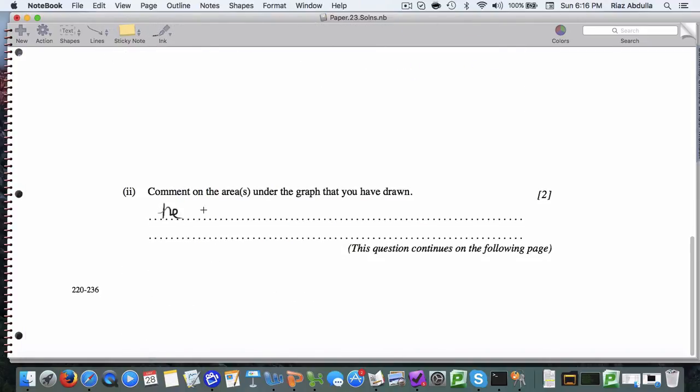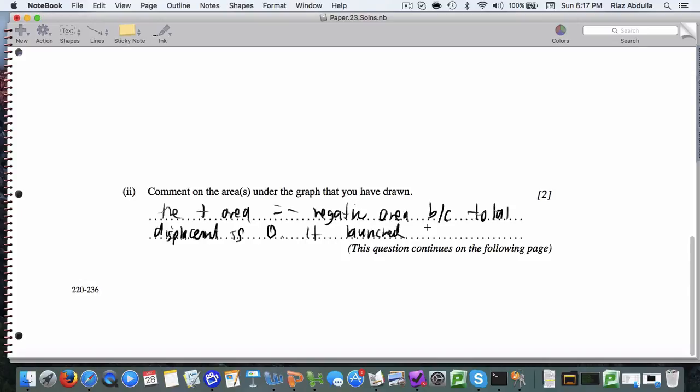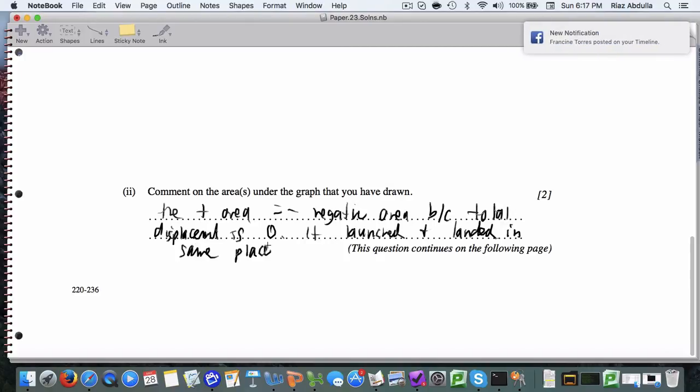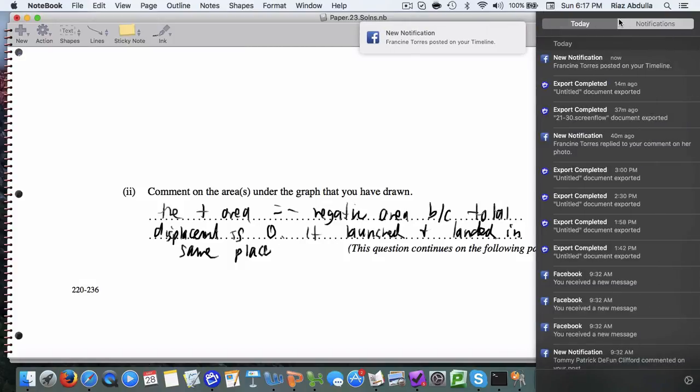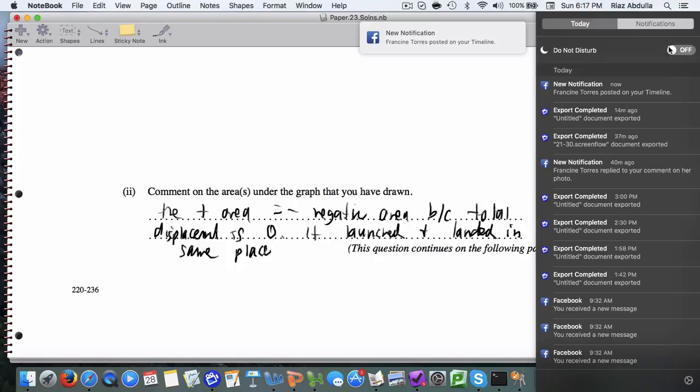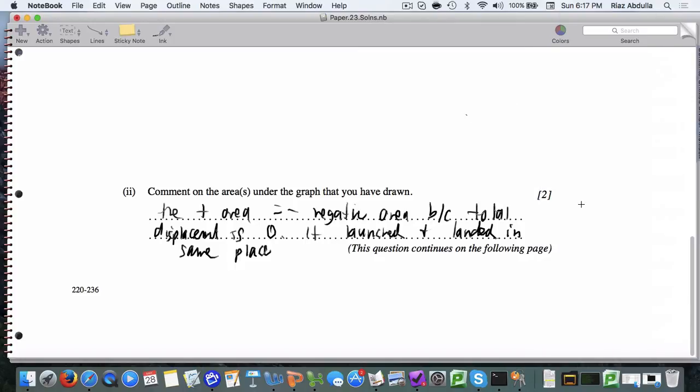So the positive area equals the negative area because the total displacement is 0. It launched and landed in the same place. And that's the idea. So there we go. So we're launching and landing in the same place.